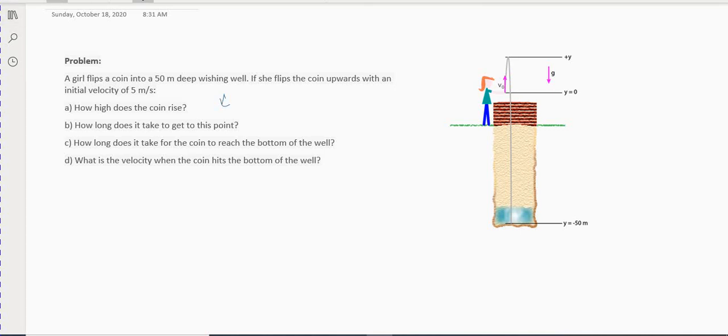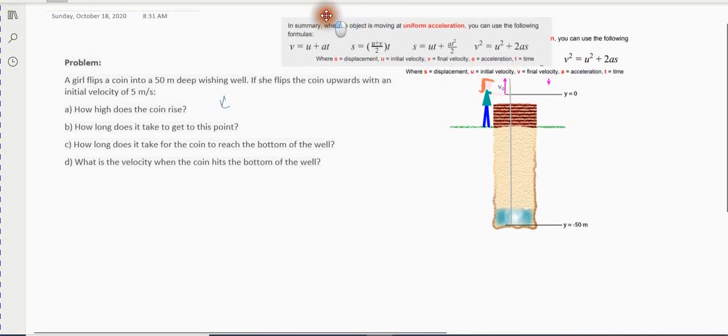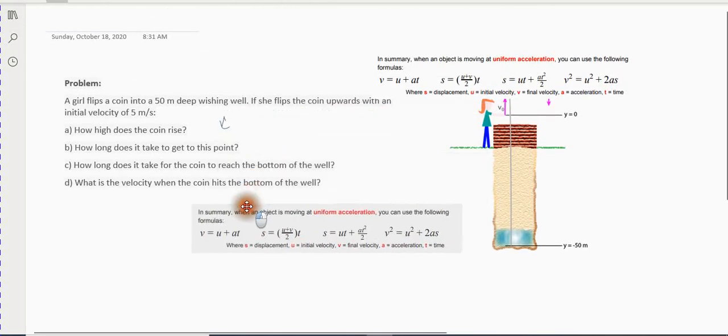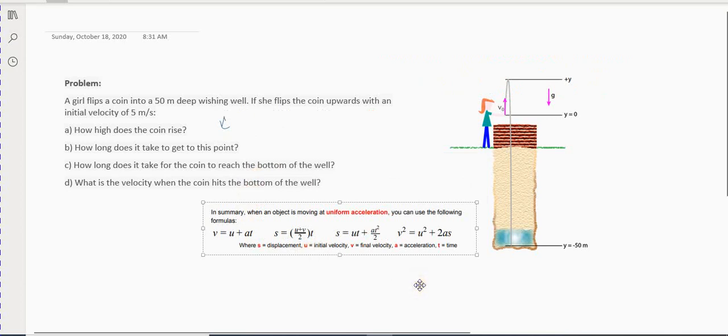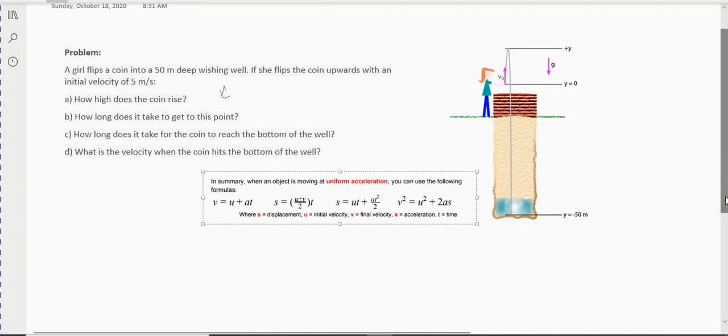Now we just want to recall our formulas. So in a case like this, guys, let's just put back our formulas in place so that we can understand where we are going, which equation we can possibly use, and all of that lovely stuff. So these are our equations that we would generally look at whenever we're talking about motion. So one of the first things they want to find out is how high does the coin rise.